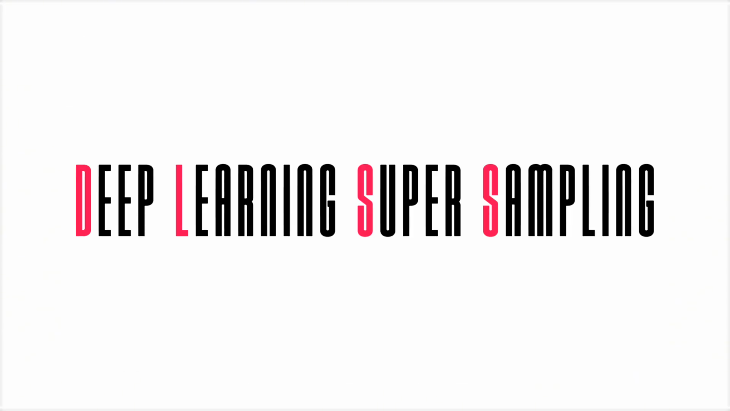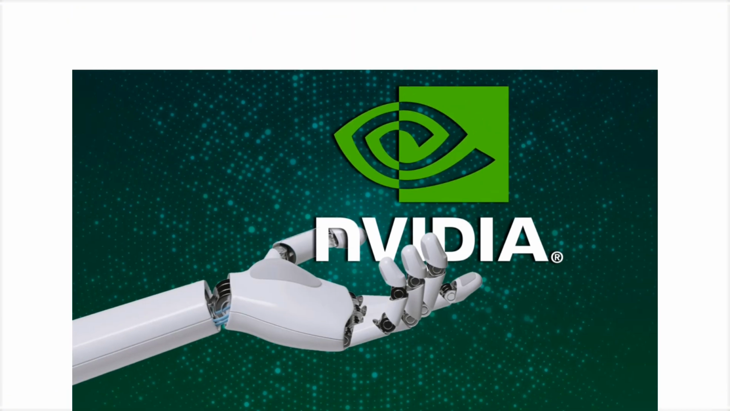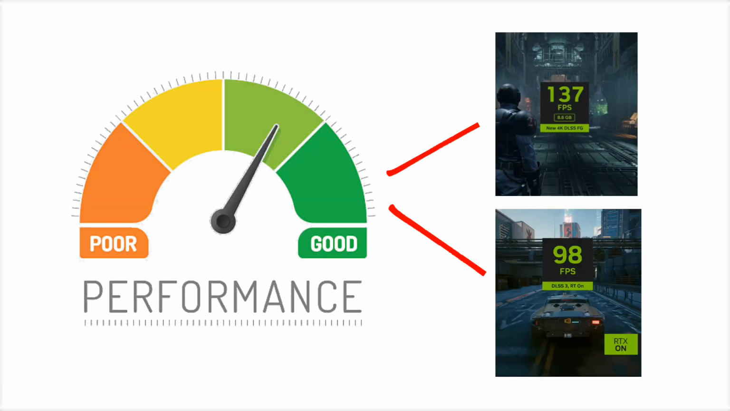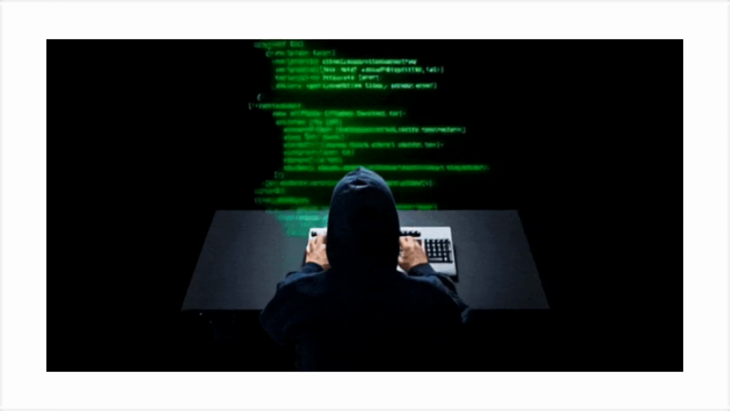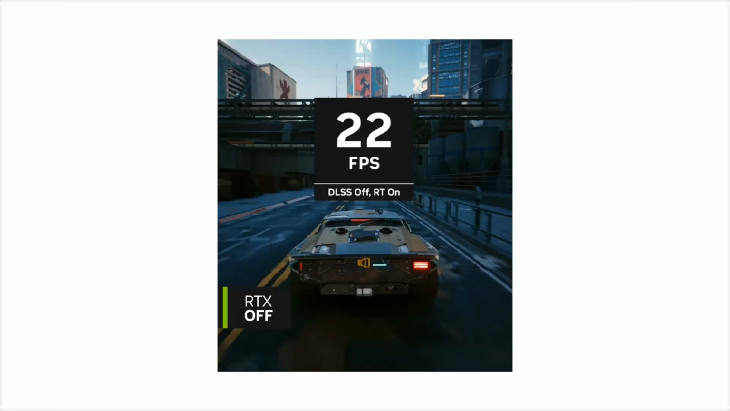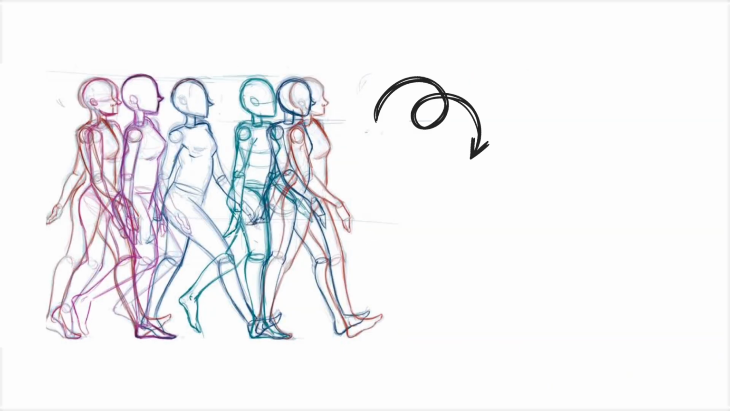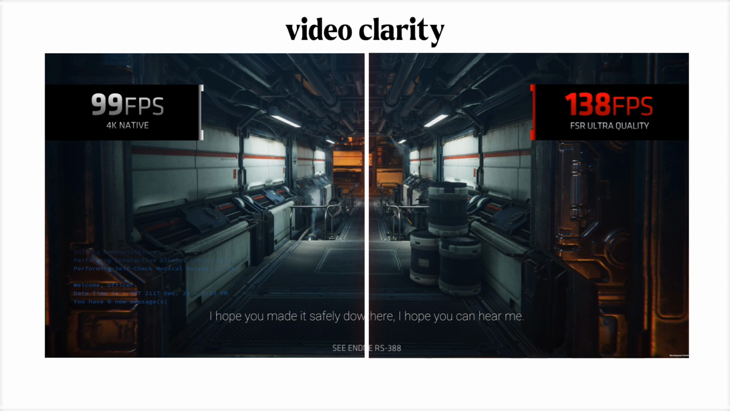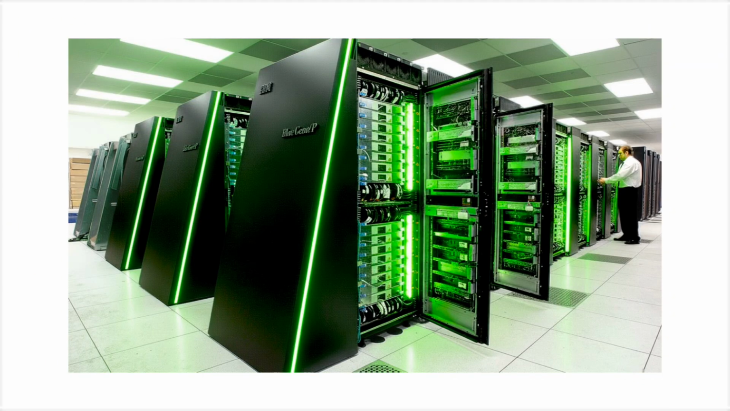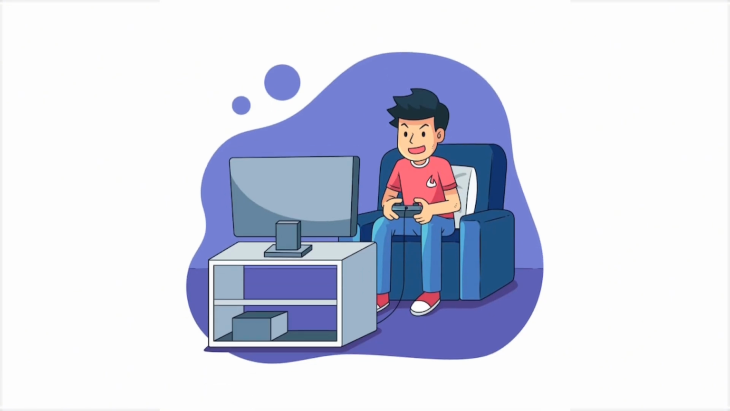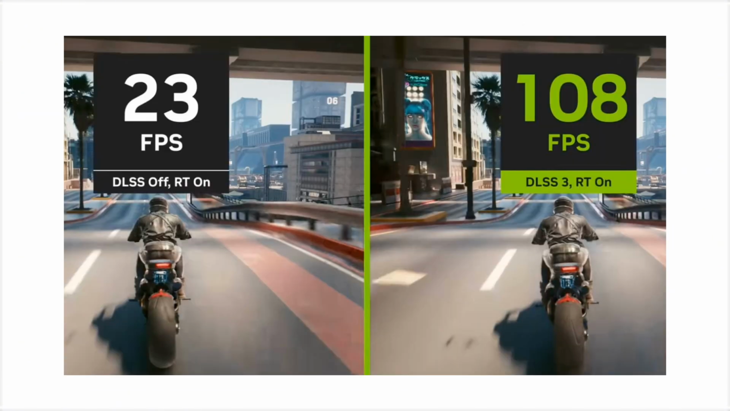DLSS, Deep Learning Super Sampling, is an AI-powered technology developed by NVIDIA to boost game performance while maintaining image quality. It renders the game at a lower resolution and then uses artificial intelligence to upscale the image to a higher resolution. This significantly increases frame rates without heavily sacrificing visual clarity. What makes it different is the use of neural networks trained on supercomputers. It matters because it allows gamers to enjoy demanding graphics features like ray tracing while keeping smooth performance.